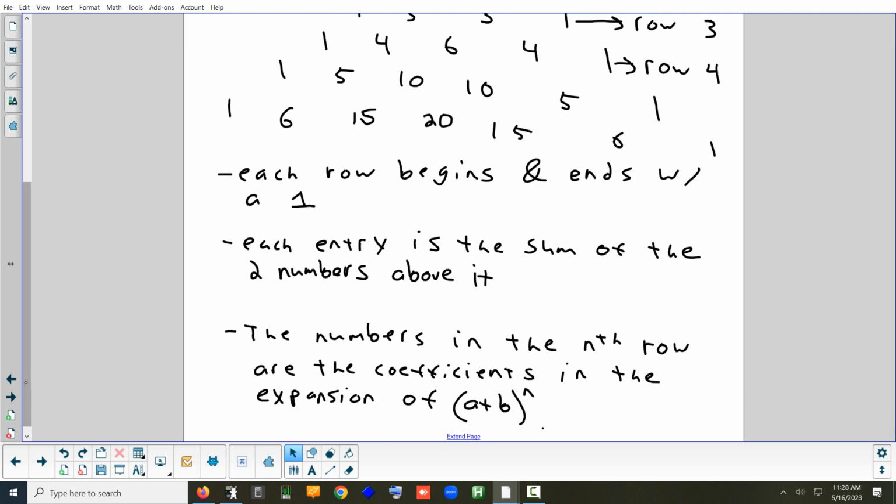And the numbers in the nth row are the coefficients of the expansion to the nth power. So if I had to expand something to the 5th power, I'd be using 1, 5, 10, 10, 5, 1. Those would be my coefficients. And then I just have to work out the exponents. The A's are going to start at the highest power and go down. The B's are going to start at the lowest power and go up. And then I just write it out.